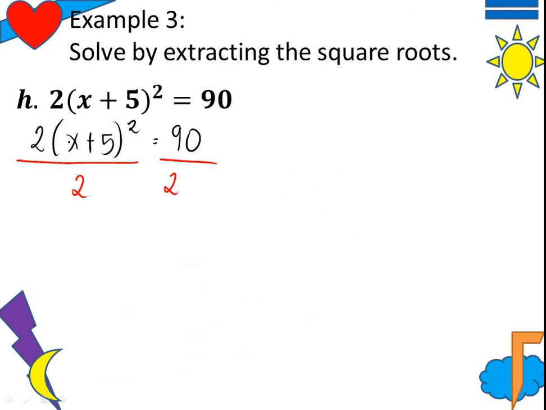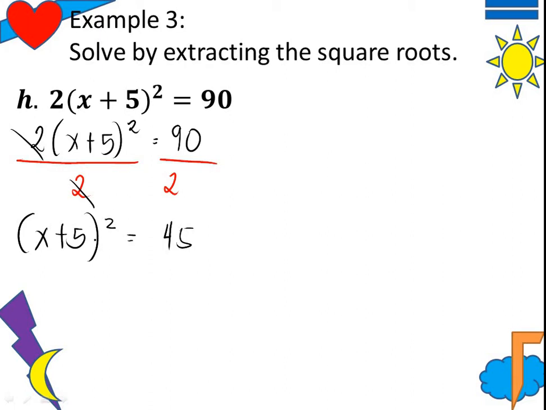Okay, bakit sa 2 natin dinidivide? Kasi ang nasa unahan na number or numerical coefficient of the quantity of the square of x plus 5 is 2. So 2 times the quantity of the square of x plus 5, divided by 2, is the quantity of the square of x plus 5 is equal to 90 divided by 2 is 45. So na-eliminate natin yung numerical coefficient ng the square of x plus 5, which is 2.